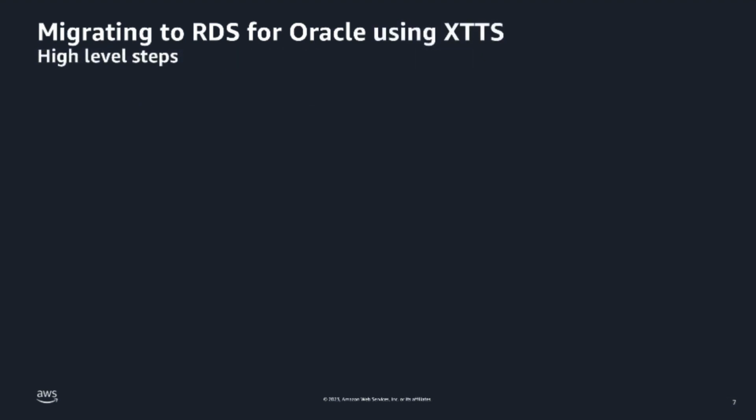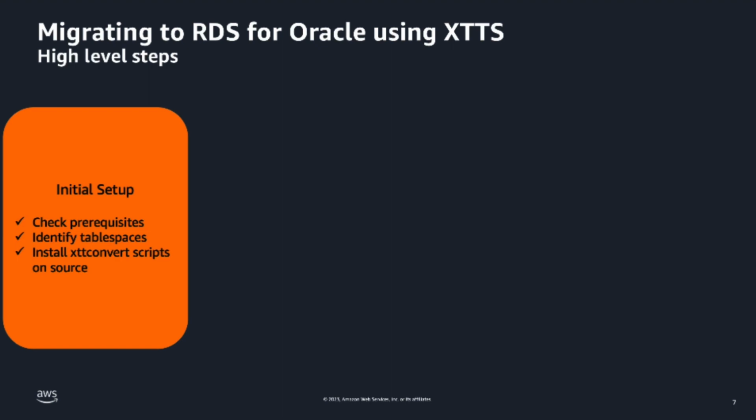Let's walk through high-level steps in the process of migrating tablespaces to RDS Oracle using XTTS. In the initial step, check prerequisites like time zone file version between source and target. Source and target should use compatible database character set and national character set, and check for other general limitations for transportable tablespaces. We will see these limitations shortly.